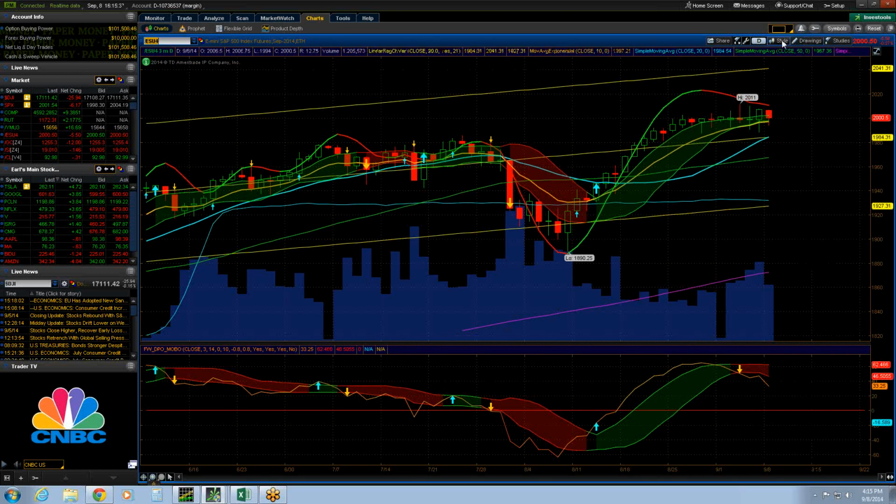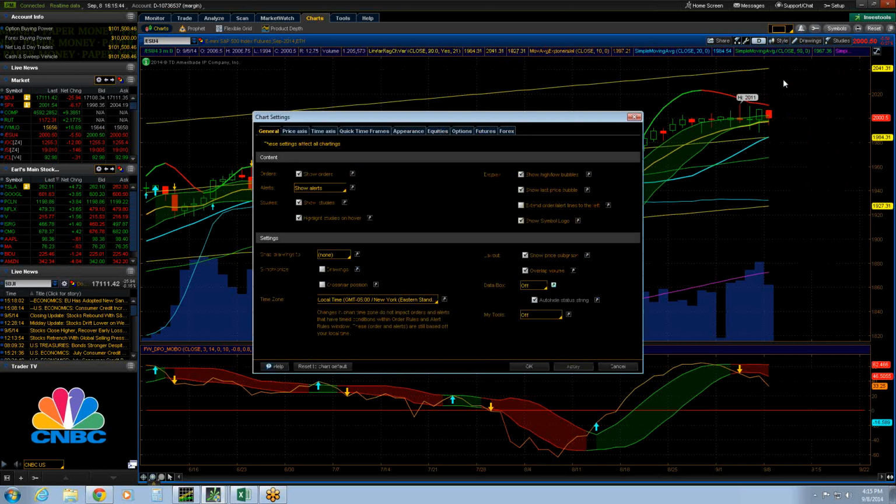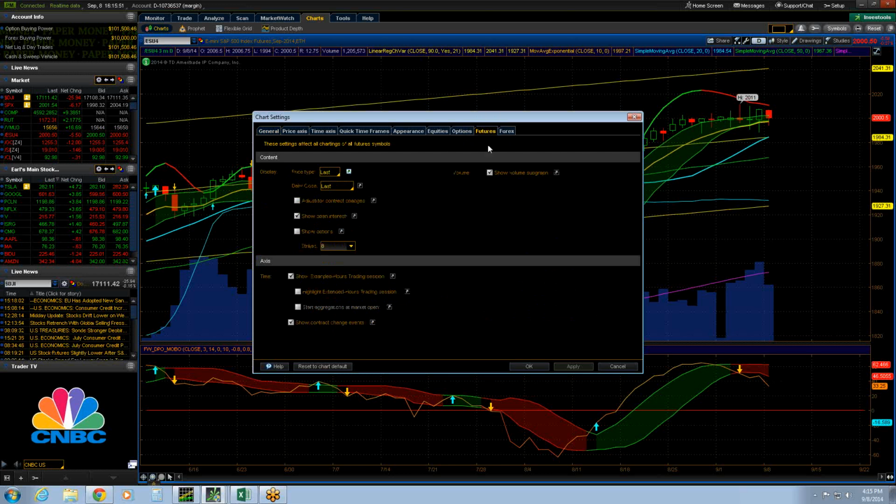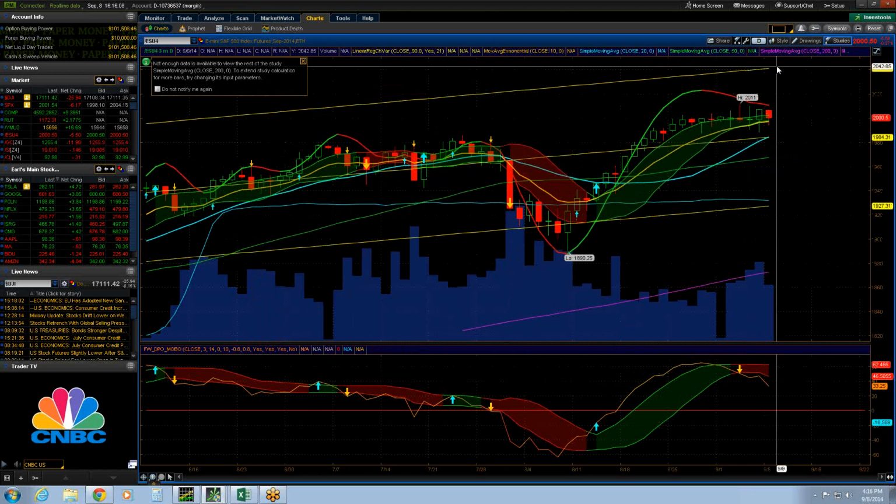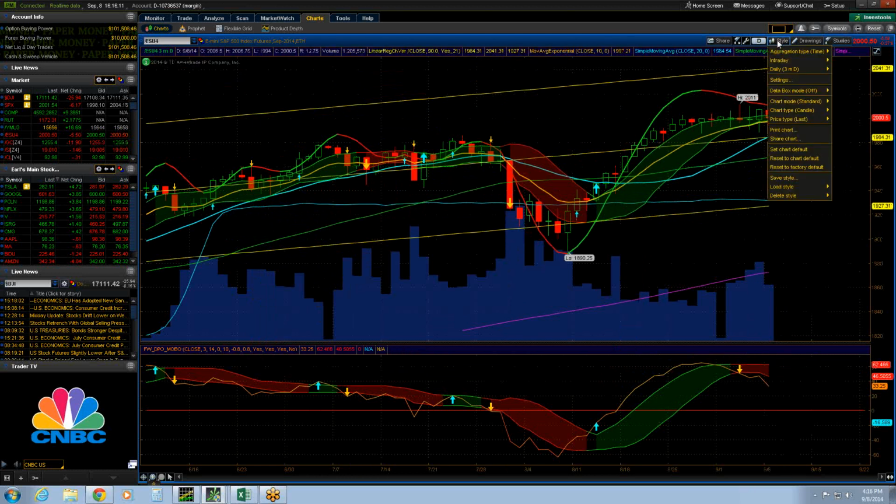But if you want to see pre-market, you go to Style, Settings, go to the Futures tab, and then make sure this is checked, Show Extended Hours Trading Sessions, and then check Highlight Extended Hours, and then click Apply. Now when you do that, it will not change a daily chart, so you have to go to a shorter time frame. Go back to Style.